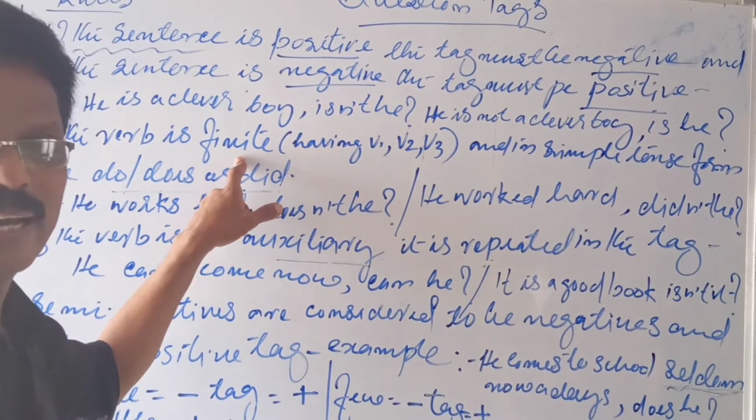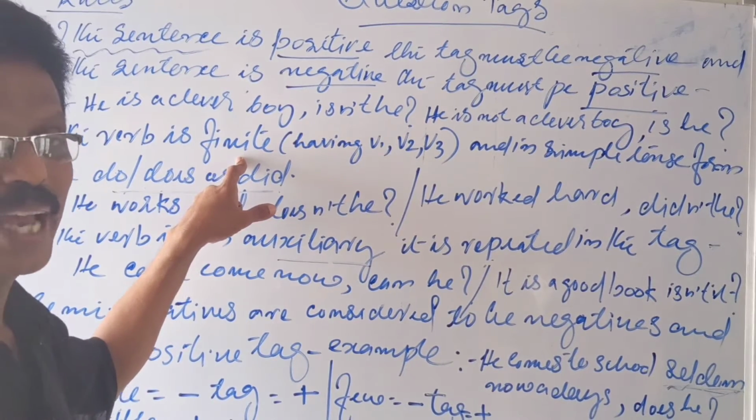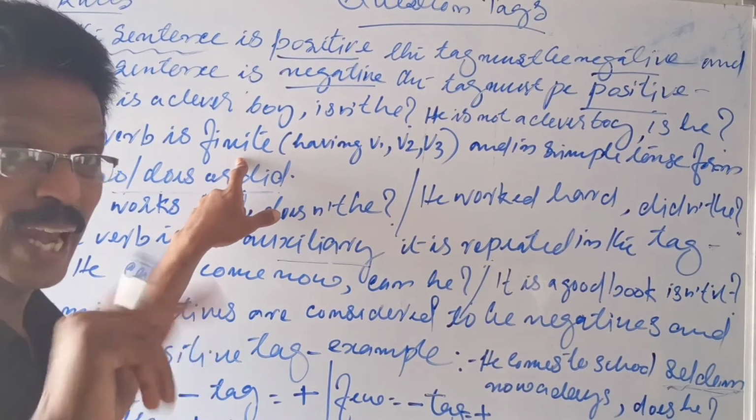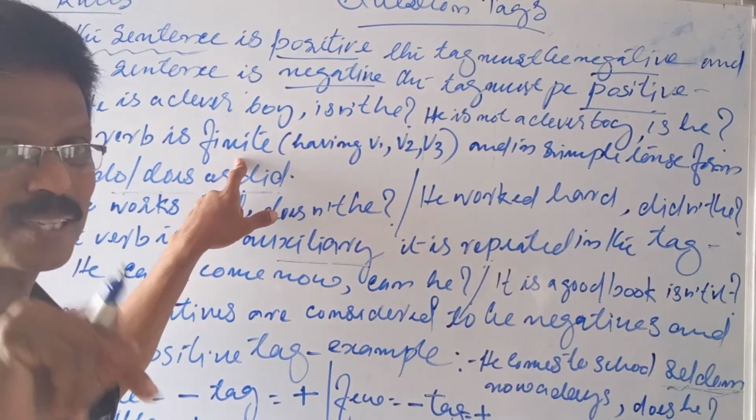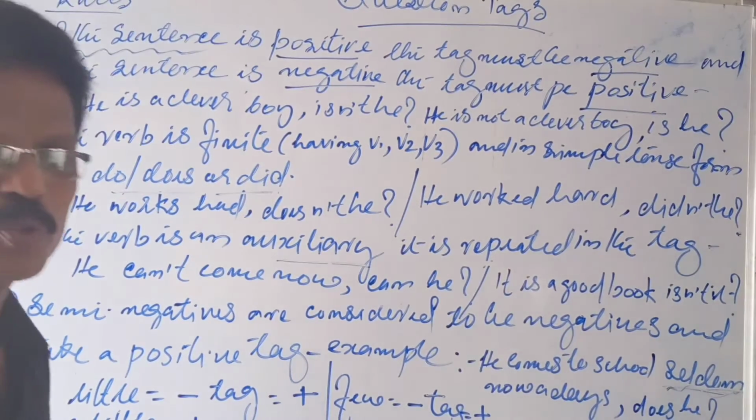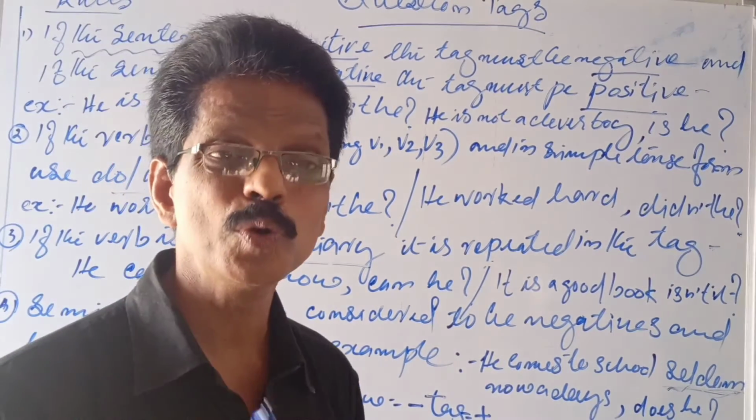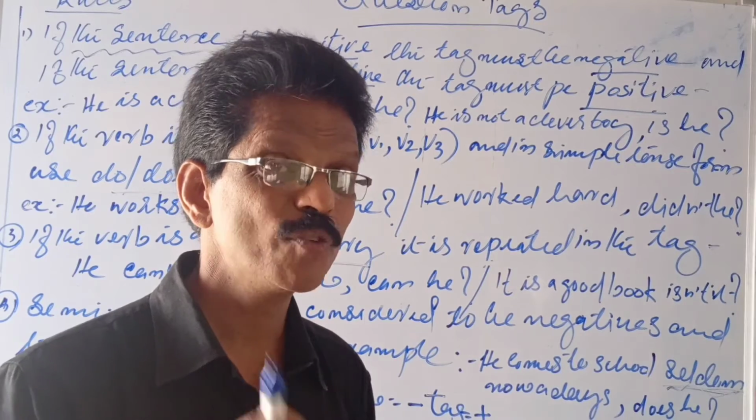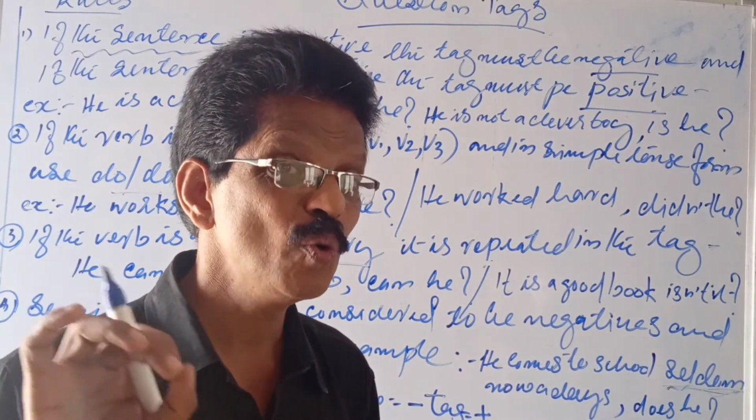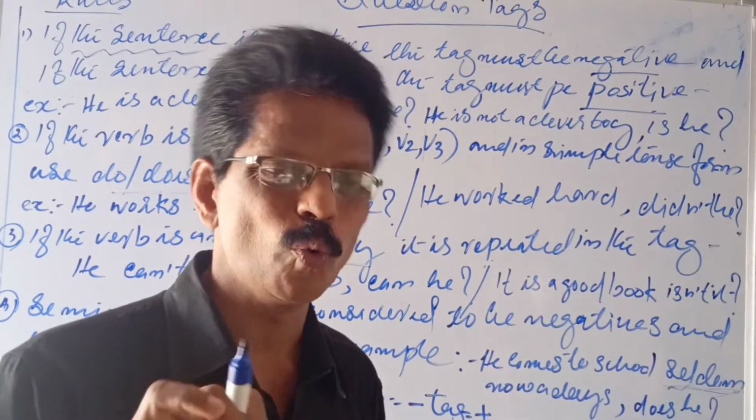See, he went to Vijayawada yesterday. How will you say? Went. That is a verb. So, you have to use past simple. So, did. Didn't he? See, how to use do, does, you have to understand according to tense. If it is present, you have to use do or does. Present singular, does. Present plural, do.